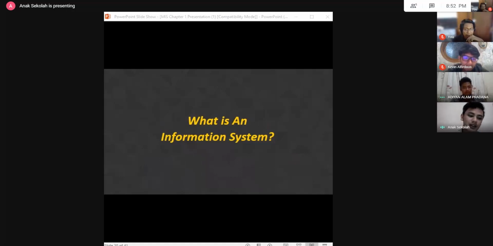The question is, what is an information system? An information system can be defined technically as a set of interrelated components that collect or retrieve, process, store, and distribute information to support decision making and control in an organization. Usually, information systems contain information about significant people, places, and things within the organization or in the environment surrounding it.